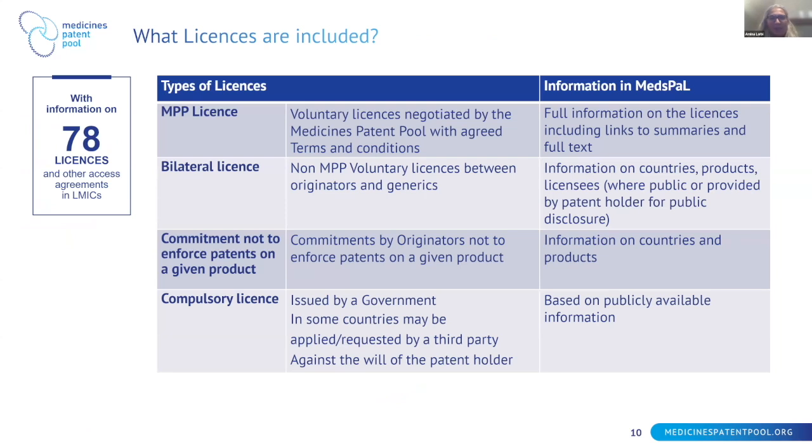On the licenses, you can find four types of licenses in MedsPaL. We will have MPP licenses, again, voluntary licenses that are negotiated by the Medicines Patent Pool. We also have bilateral licenses, so also non-MPP voluntary licenses between originators and generics. We will also include commitments not to enforce patents on a given product if we hear about it.